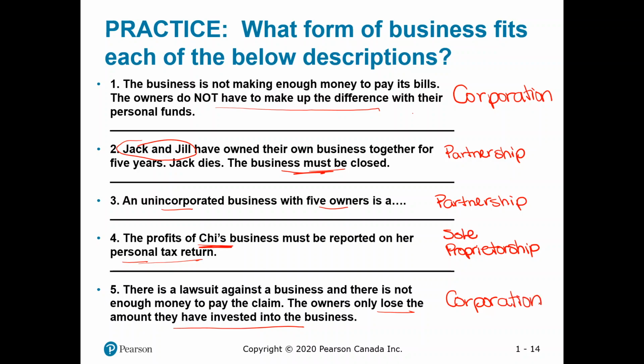The shareholders are not going to get repaid the money that they put into the company when they bought shares, but they don't have to pay extra to pay off this lawsuit. They don't have that personal liability. So that is a corporation. All right, that is forms of a business.